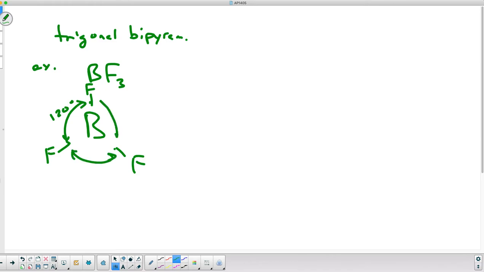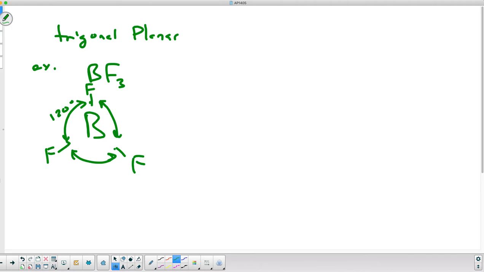Okay, that's important. This is trigonal, I'm sorry, not bipyramidal. This is trigonal planar. No wonder everybody is confused when I talk. So trigonal planar is this right here. Then my example is BF3 because there are only 3 valence electrons on the central atom.